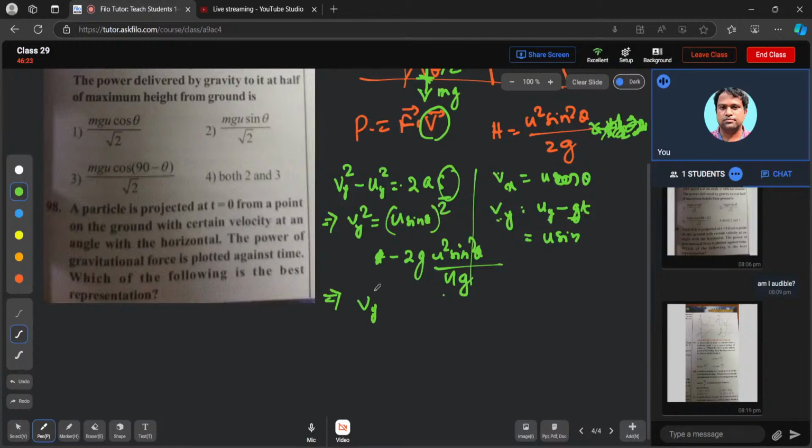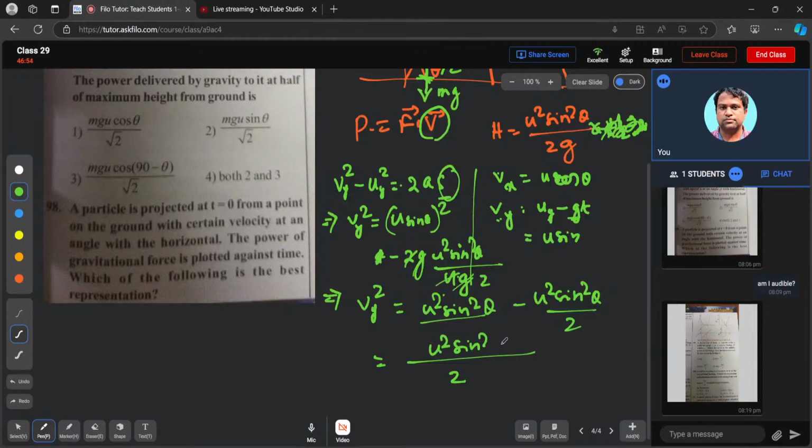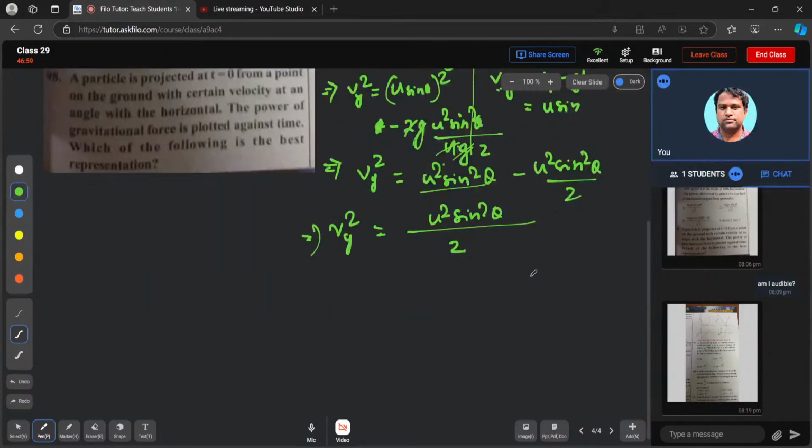Vy square equals u square sin square theta minus g cancelled out, 2, so you will get u square sin square theta by 2. If we take LCM, this is 2, so 2 u square sin square theta minus u square sin square theta, that is u square sin square theta. Clear to this? Or we can say what is Vy?